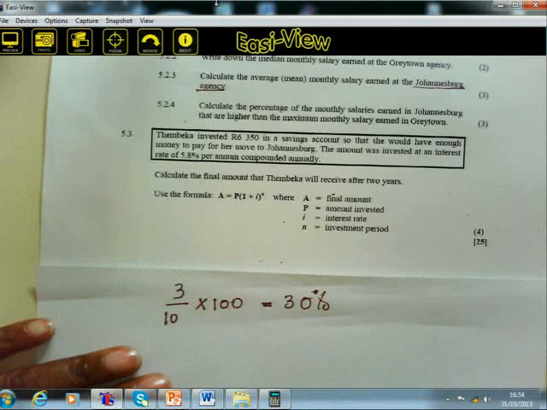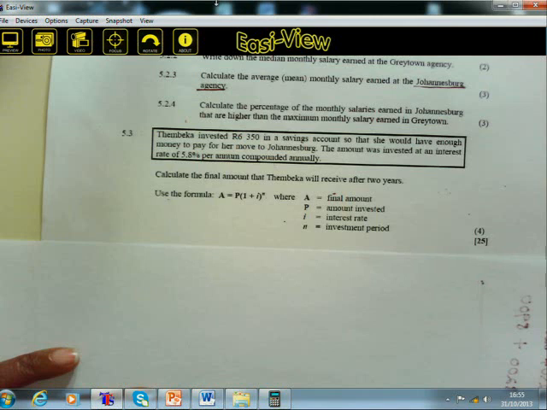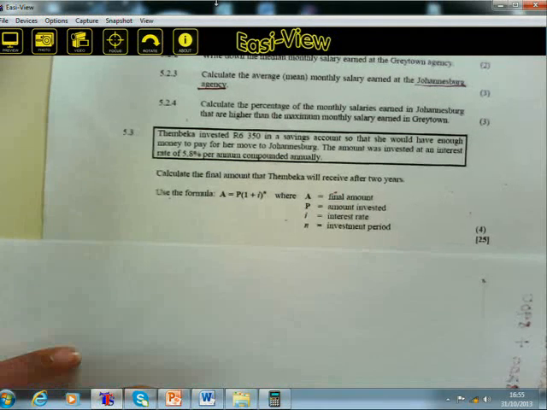Our last question, 5.3. Tembeka invested 6,350 in a savings account so that she would have enough money to pay for her move to Johannesburg. The amount was invested at an interest rate of 5.8% per annum, compounded monthly. Use the formula A equals P open bracket 1 plus i to the power n, where A is the final amount, P is the amount invested, i is the interest rate, and n is the investment period.